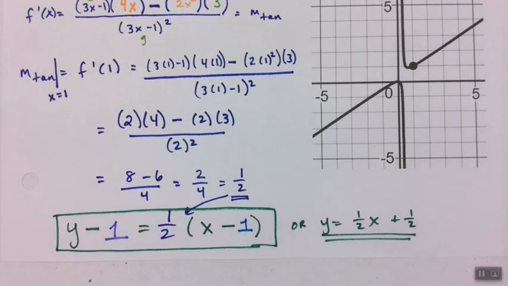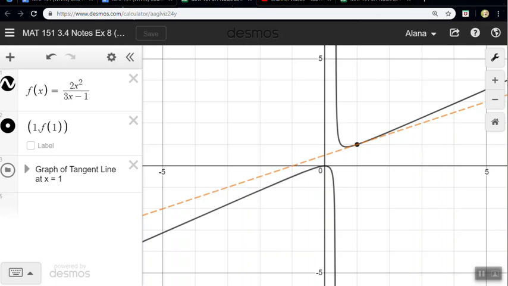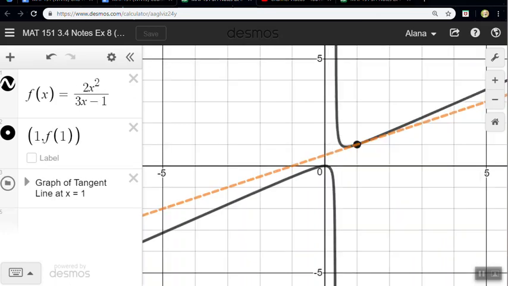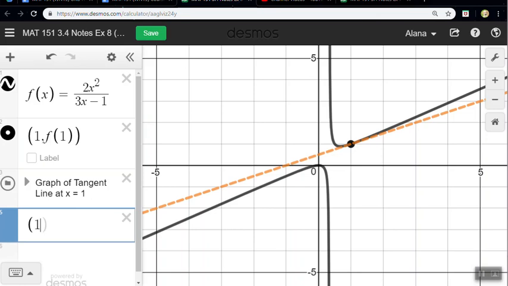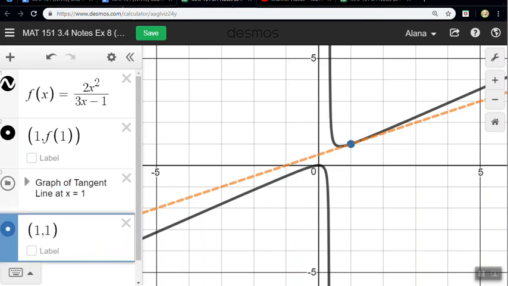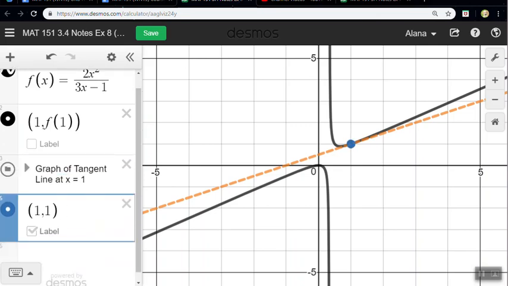So let's see if I'm right. Let me go grab Desmos. Okay, so here I have the function 2x squared over 3x minus 1. And you can see I have the point 1, f of 1 labeled, because I'm sneaky. But technically it's also the same as 1 comma 1. The beautiful thing about Desmos is I don't actually have to find it to be able to make it work. But it is indeed the same point that I found before.